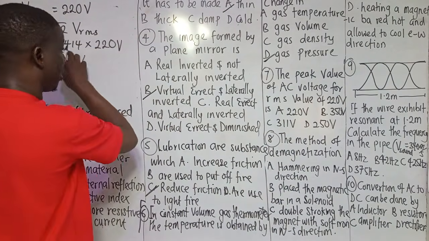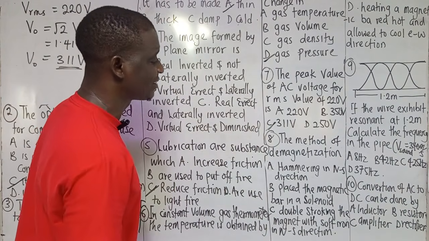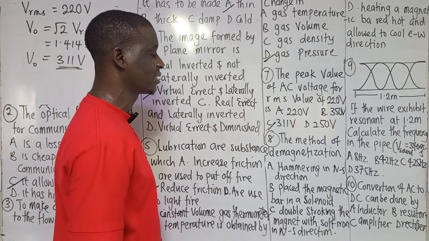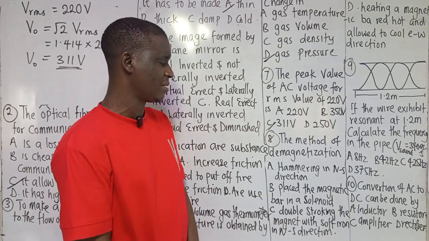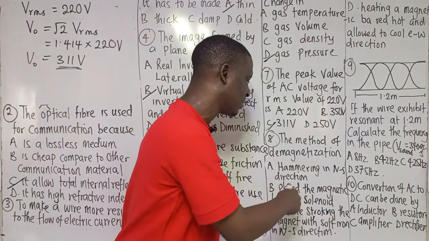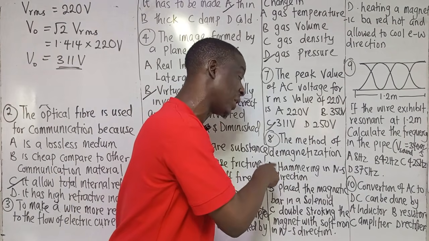So that's why you see me, I'll be able to solve without a calculator. Now, the method of demagnetizing a magnet is hammering in the north-south direction. No. Hammering in the north-south direction is magnetization, but the method of demagnetization is what they ask us.